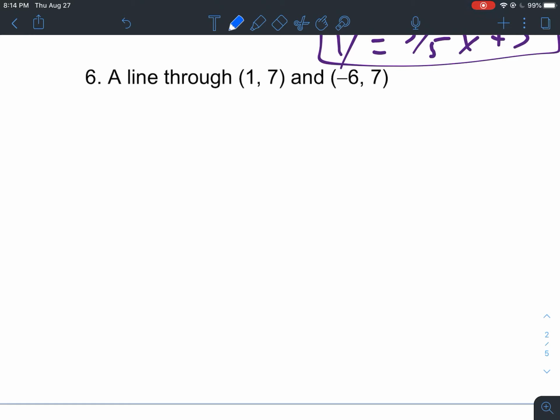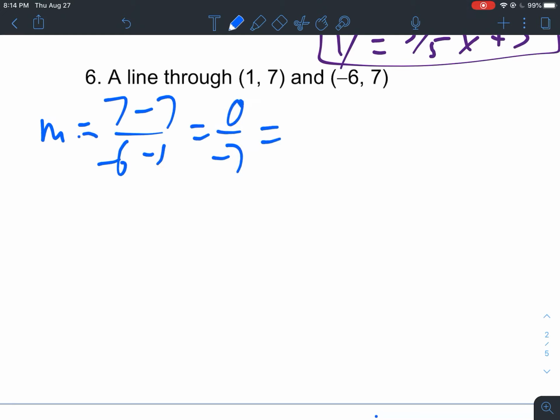Last one is a little shortcut if you recognize what's happening here. (1, 7) and (-6, 7). That's a special kind of line. If you don't recognize it, we'll go talk about it at the end here. But we don't have a slope, so let's figure out what the slope is. It's 0. So hopefully now you recognize what kind of a line it is. If not, we can still just keep going with our point-slope.